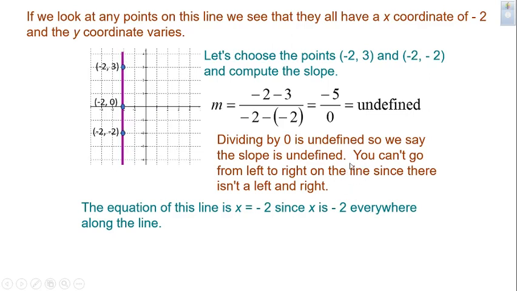The slope is undefined. So a vertical line has no slope, which is different from zero slope. Zero slope is a horizontal line. A vertical line has no number that corresponds to the slope. It's because the x value does not change.